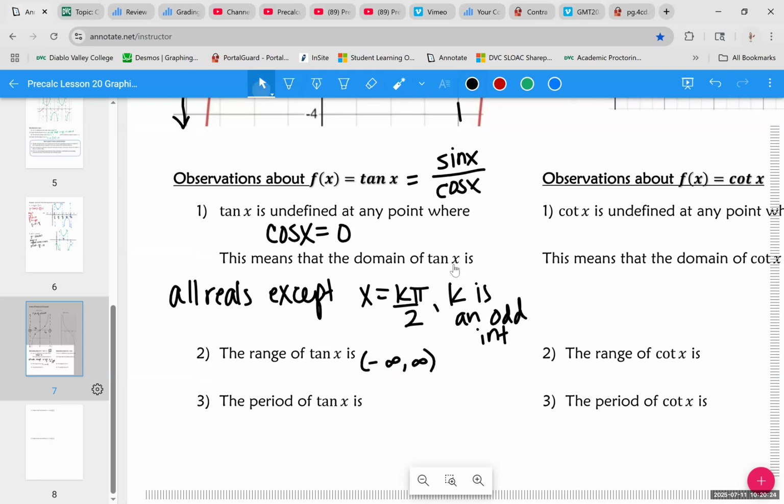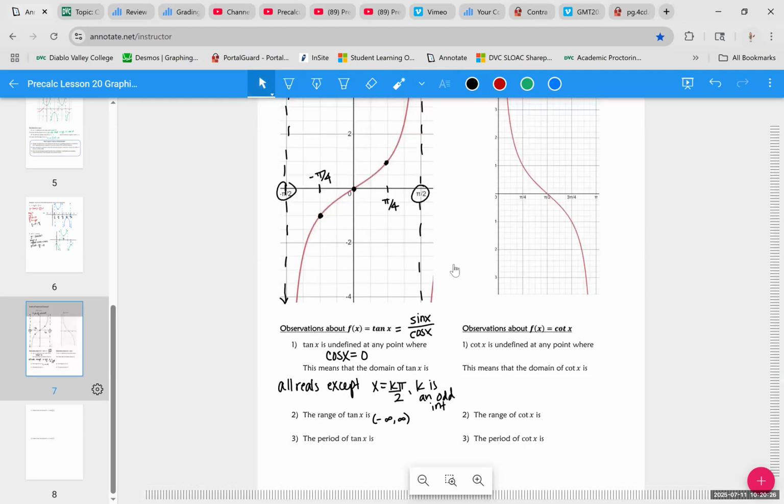And what about its period? If it starts this cycle at negative pi over 2 and ends it at pi over 2, what's the total distance there? You've got half a pi here and half a pi there. You put those together and you get 1 whole pi. So the period for tangent is different than the period for sine and cosine, right? It's half. It's not 2 pi, it's pi.